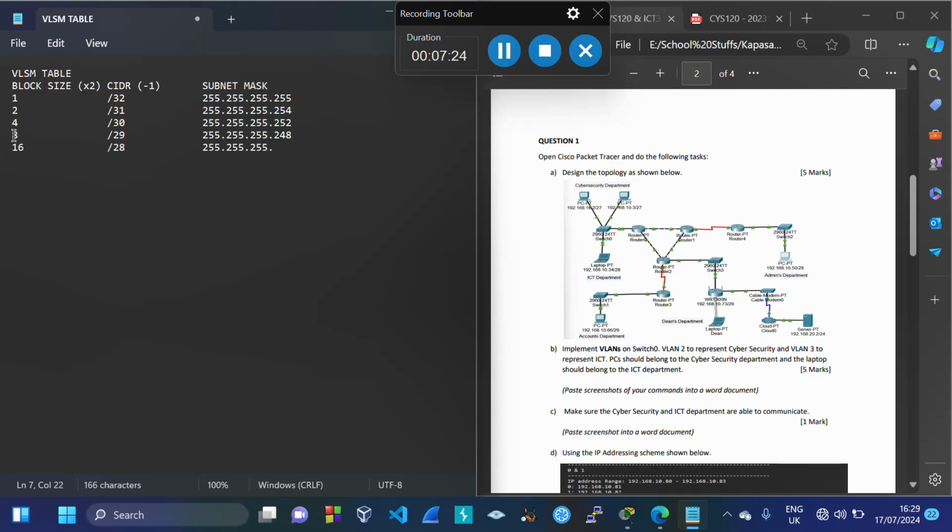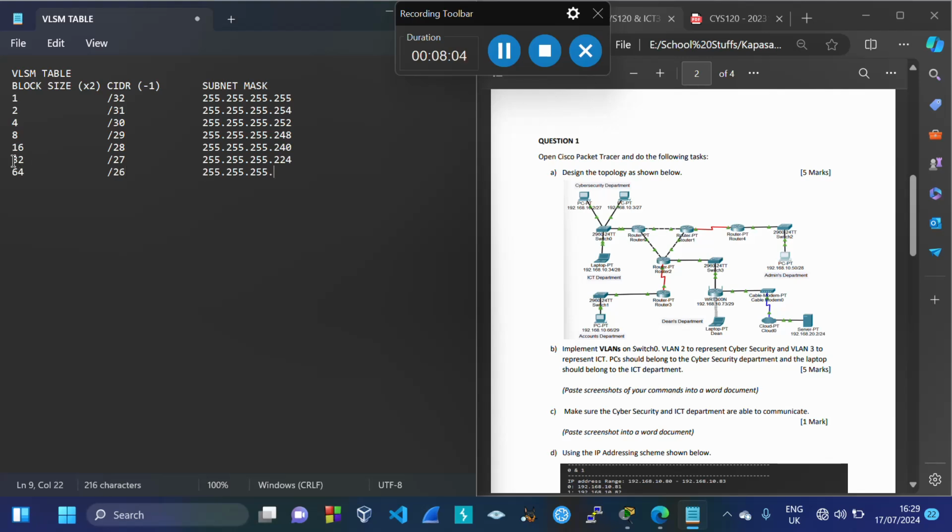Then for the mask, again we do this, so 248 minus 8, so we are getting 240. Then we continue, 2 times 16, so that's 32. Then 28 minus 1, 27. So the mask again, 240 minus 16, so we are getting 224. Then 2 times 32, we are getting 64. Then 27 minus 1, we have 26.